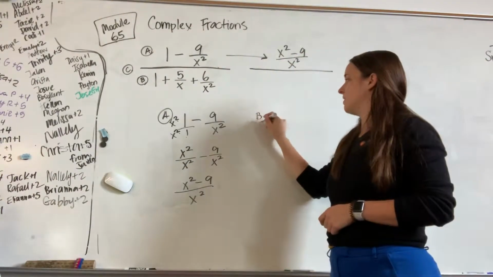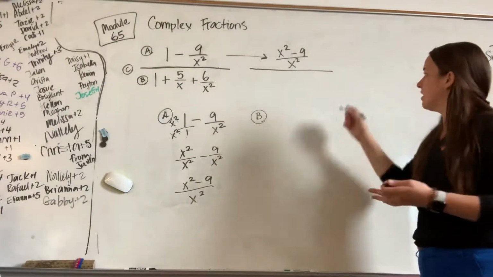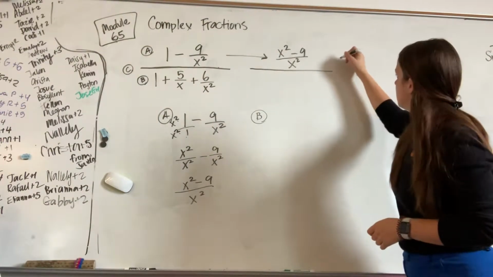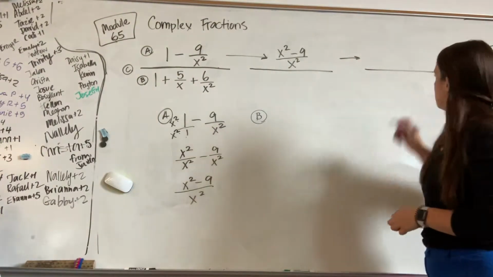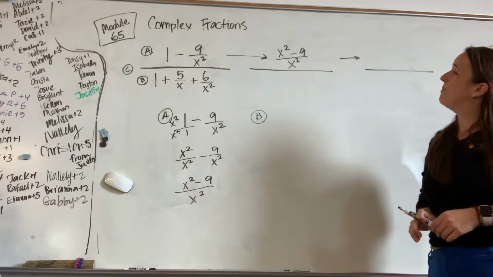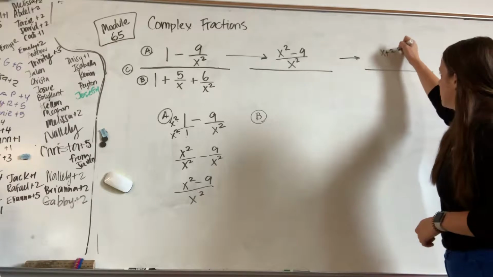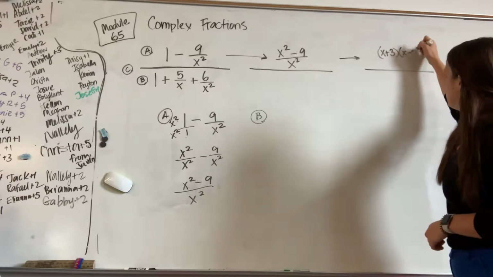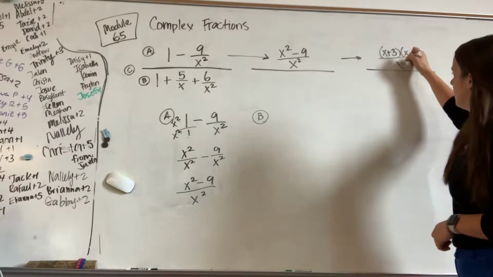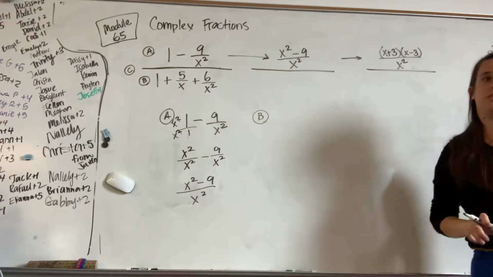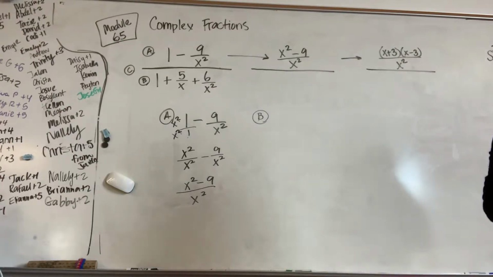Now we're going to break down the B section. Why are you not doing it right now? It just feels cleaner to me, but there's no reason not to do x plus 3, x minus 3 over x squared. As long as you know all those things are the same, it's okay.